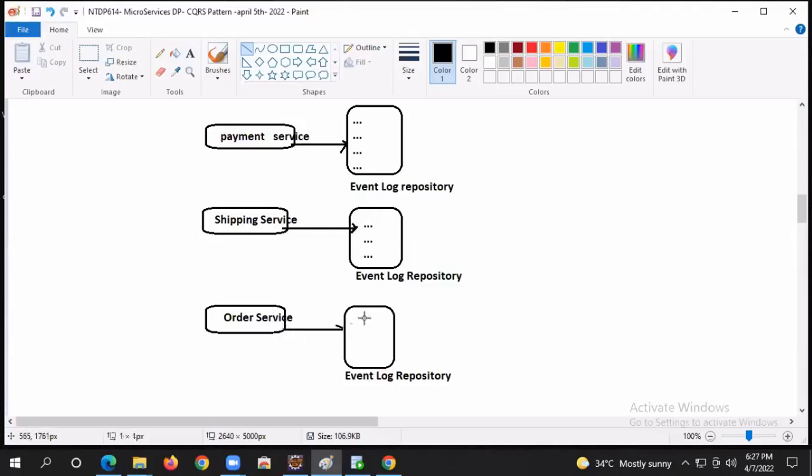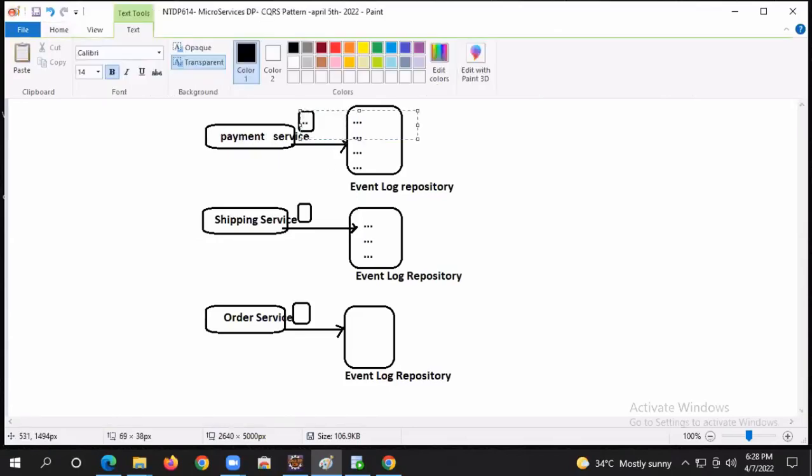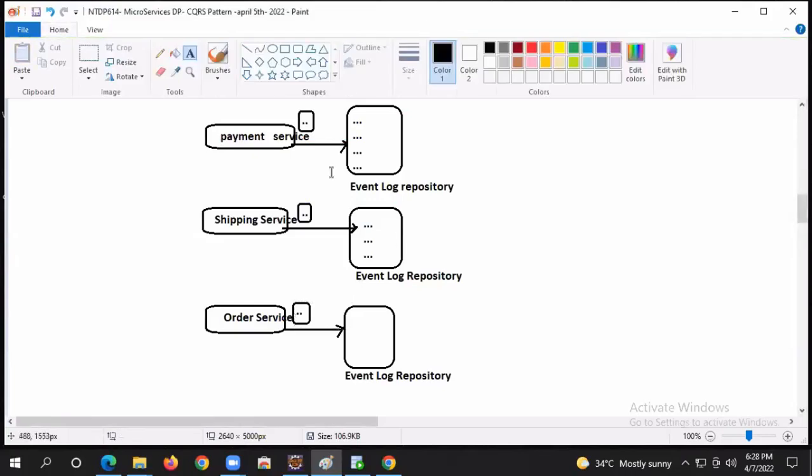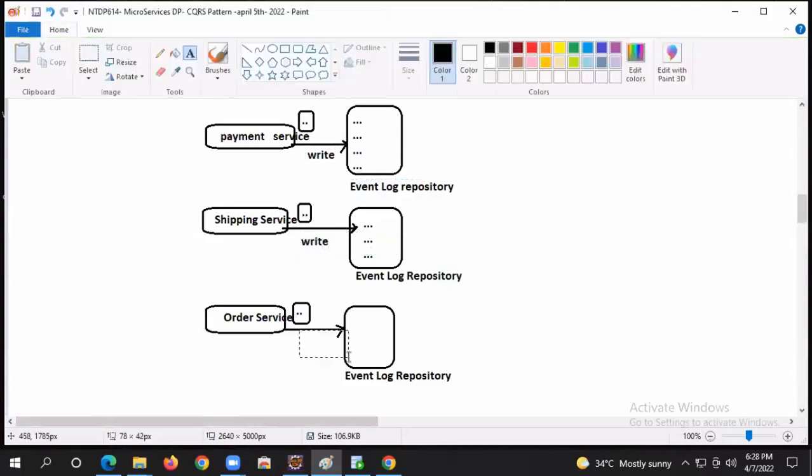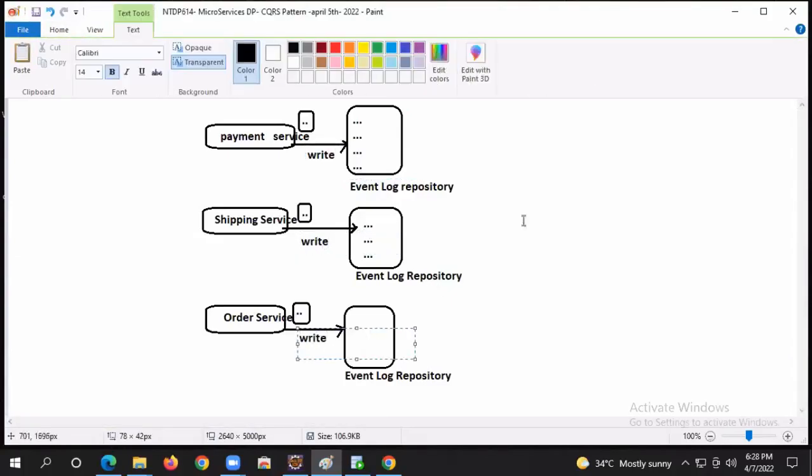This is an event sourcing activity. And at the same time, don't forget, each service will be having its own state. Everything will be having its own state, guys. State will be there. And this will be busy always with write operations.